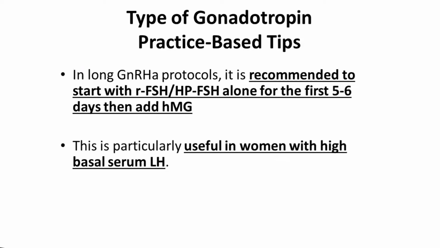Sometimes when we do the basal LH on cycle day 2 or 3, we have high basal LH despite we are already downregulated with the GnRH agonist in long agonist protocol. If we have high basal LH, it's preferable to start with FSH alone, whether recombinant or highly purified FSH.